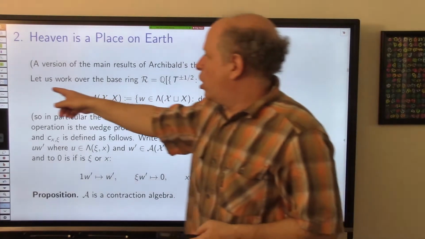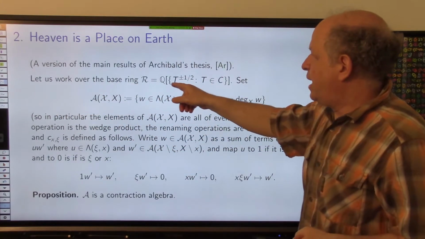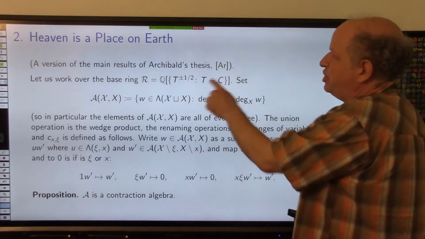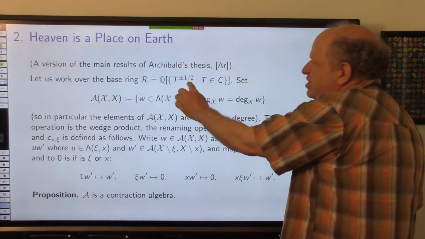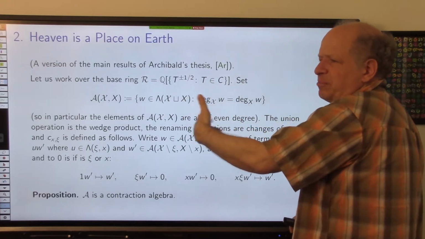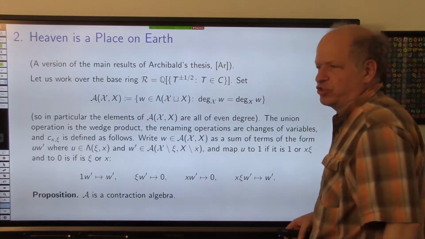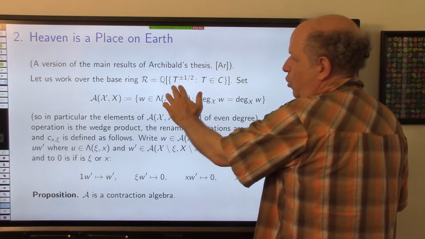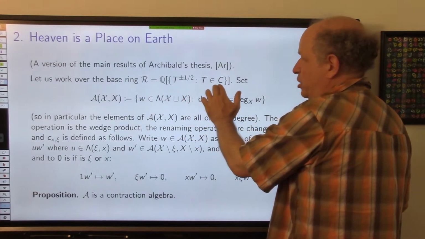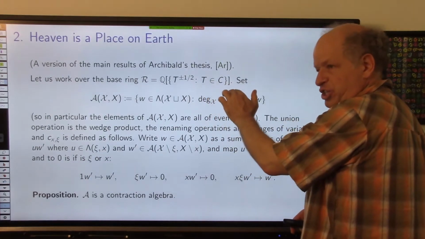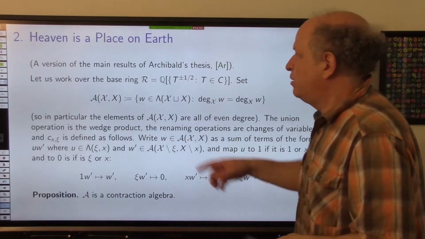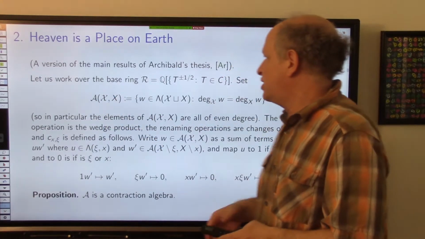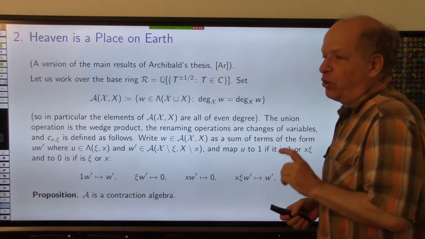So we work over a base ring, and the base ring is Laurent polynomials in the square roots. The square roots are lightly used. It's mostly the variables themselves that are used, but occasionally there is a square root somewhere. So anyway, the base ring is Laurent polynomials in variables corresponding to the colors. And we set the Alexander, or A, of calligraphic x and x to be the following thing.